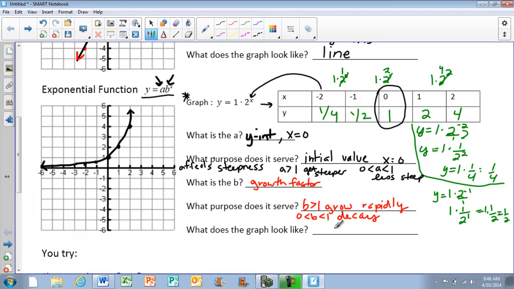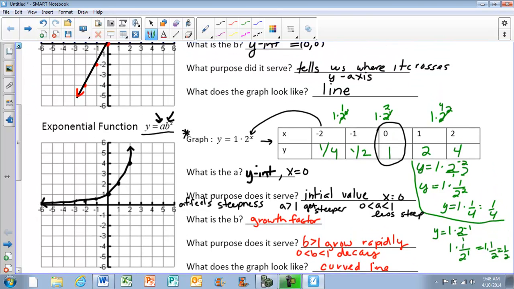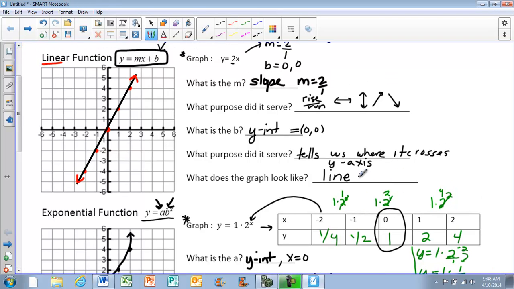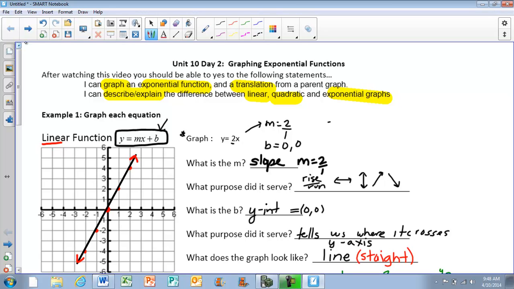Okay, and what does this graph look like? Well, it's a curved line. So linear is a straight line. Let me add the word straight in here because we have curved down there. Exponential is a curved line. Quadratic, really quick, it's not in the notes, but I want you to sketch a quadratic.